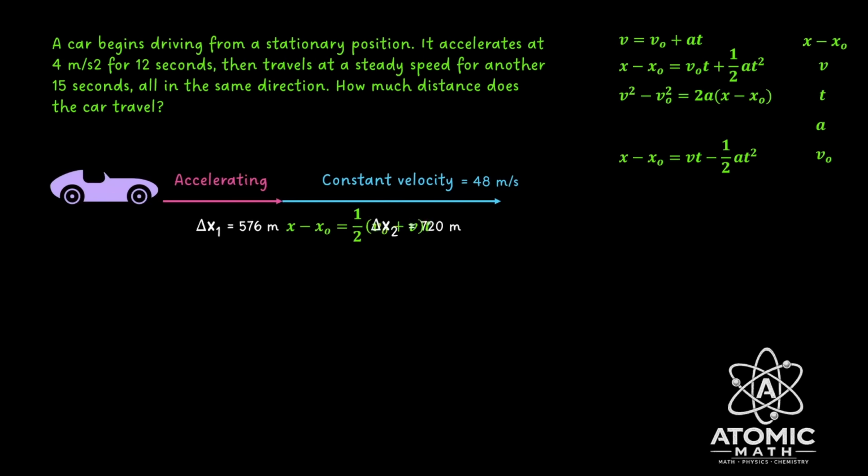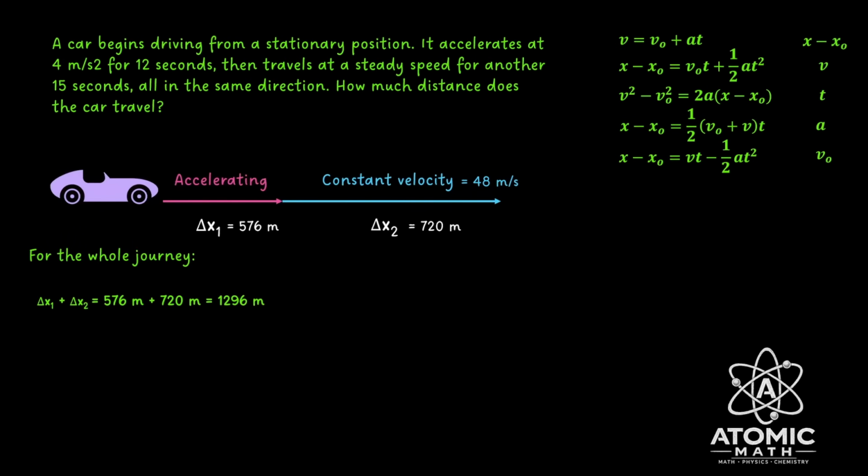So now we can look at what the whole journey was. We can see that delta x1 plus delta x2 would equal 576 meters plus 720 meters, which would give us 1296 meters. So our car traveled a total of 1296 meters.